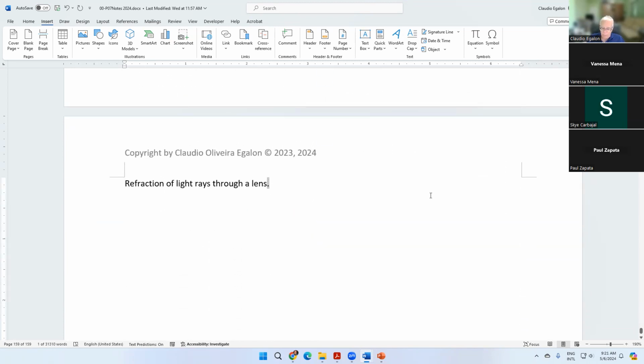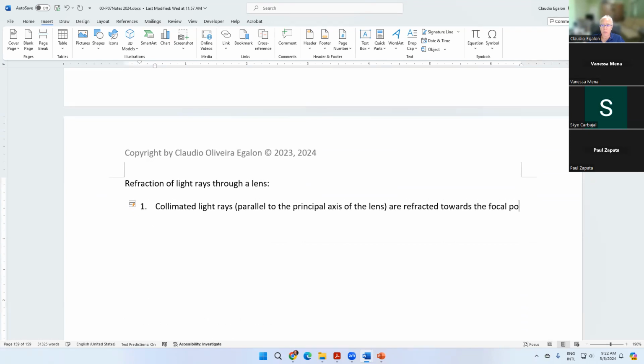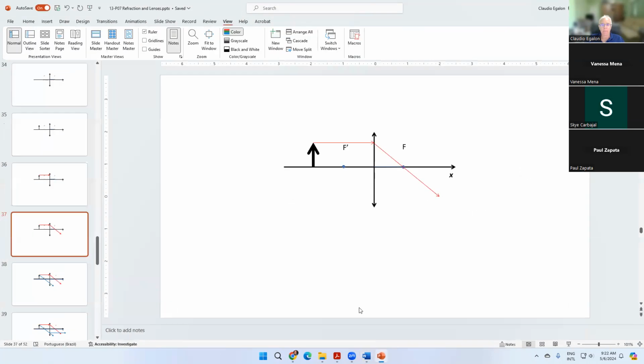Refraction of light rays through a lens. 1. Collimated light rays, which are parallel to the principal axis of the lens, are refracted towards the focal point. Okay? That's my first light ray.